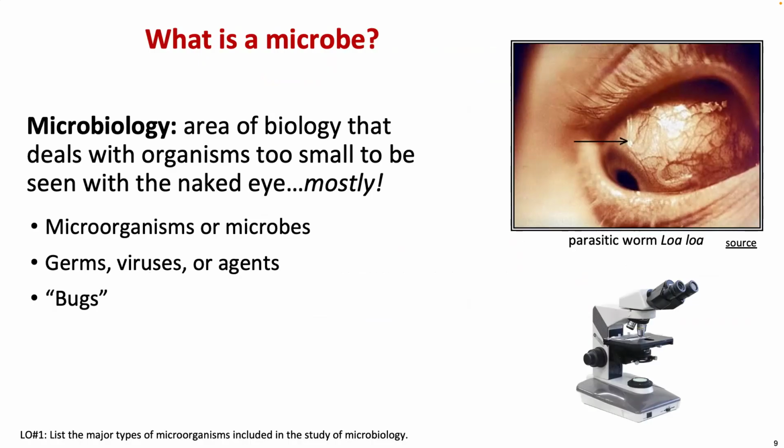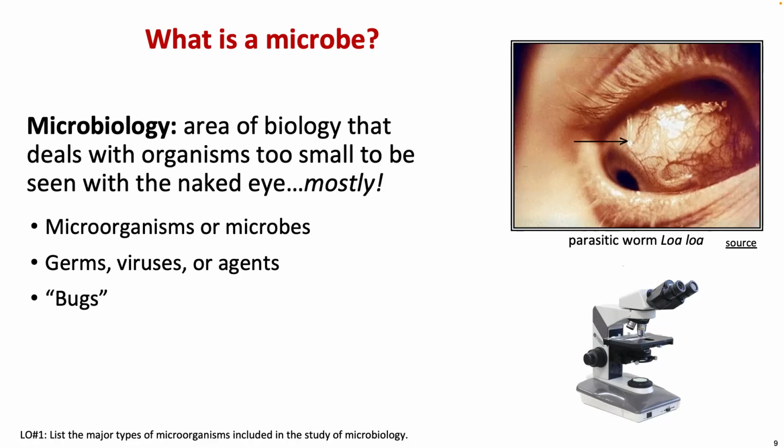So microbiology is just an area of biology that deals with microorganisms too small to be seen with the naked eye. So we have microorganisms or microbes. These are basically organisms you can't see, and they include things like germs, viruses, and agents in bags. One example of this also includes parasites.